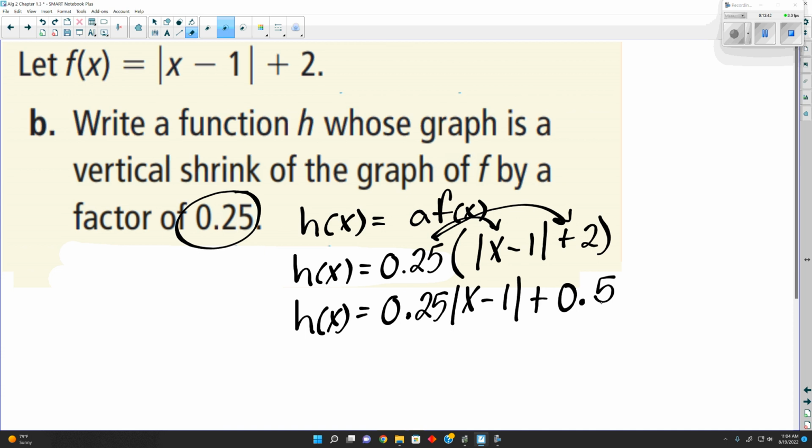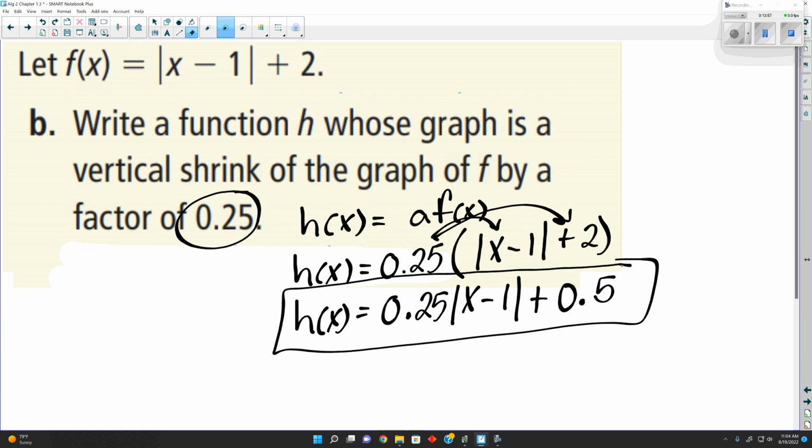Is that 1x minus 1, or is that one of those bars? That's one of the absolute value bars. Oh, okay. You're good. I started wrapping my fancy ones to keep from getting that mixed in. Either one of those will work.